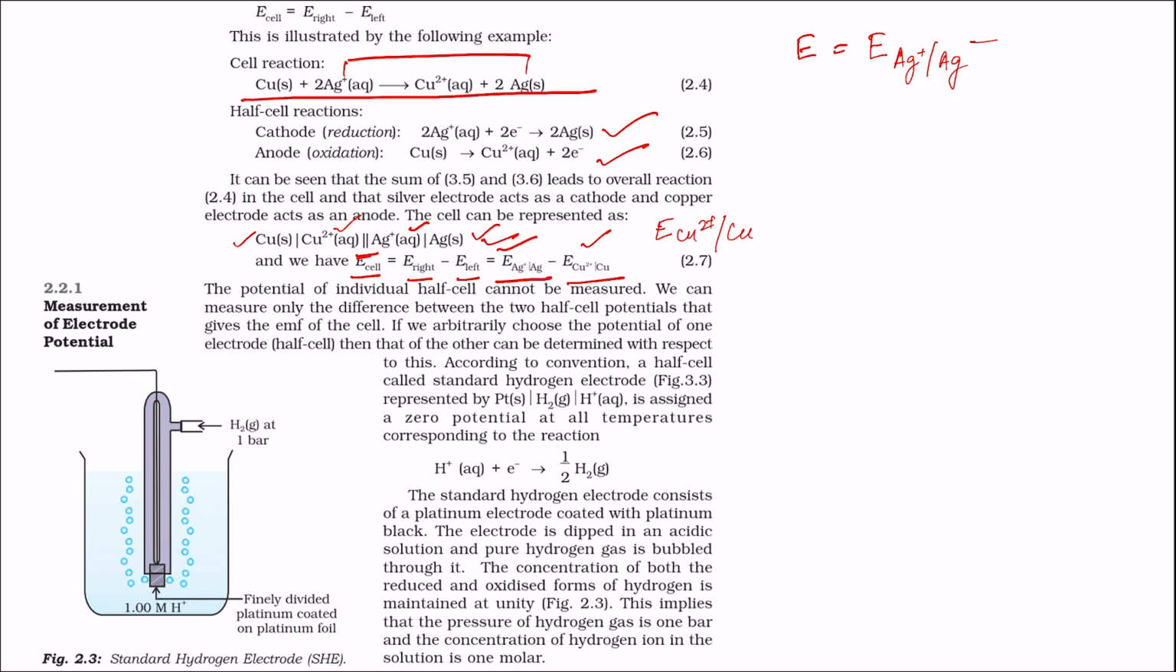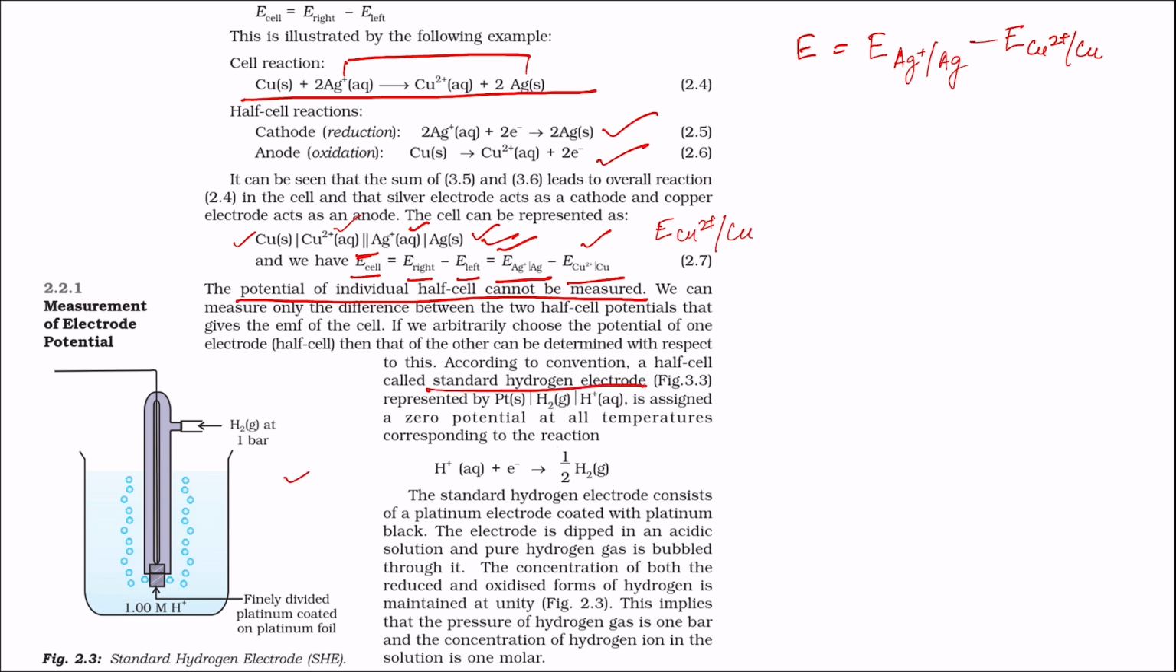The reaction taking place at the anode is oxidation, but since the electrode potentials are reduction potentials, for the anode also the reduction potential will be considered. Therefore, it will be represented as Cu2+ changing to Cu, copper ions getting reduced to metallic copper. Now, the potential of an individual half cell cannot be measured. So there is a need for a standard electrode, and this standard electrode is the standard hydrogen electrode.